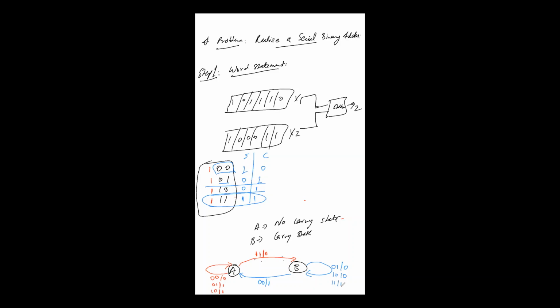Again, for those who did not understand, I will just explain it again. You have to realize a serial adder. Only two possible conditions can be there, A and B. A is you're having no carry. B is you're having carry, right? The possible combinations of input are 00, 01, 10, 11, because you're having two binary numbers x1 and x2.